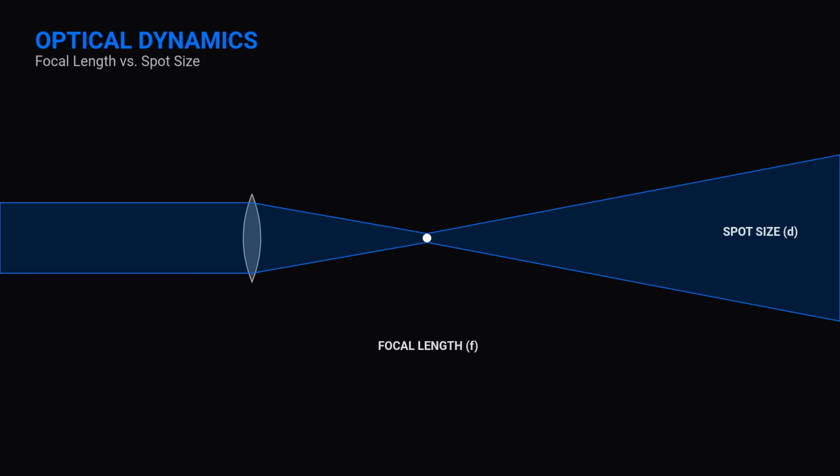Remember, smaller spot sizes require either shorter focal lengths or larger input beam diameters, but this increases divergence after focus.